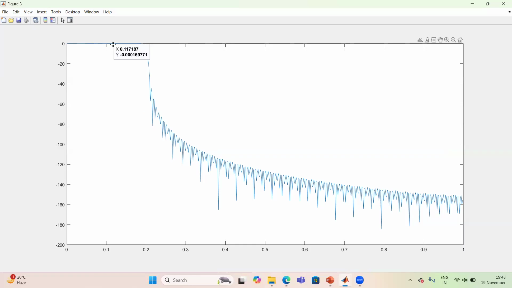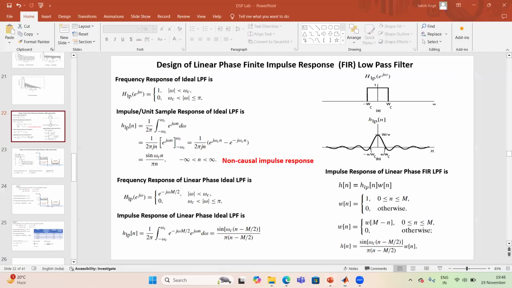Now you can see at the cutoff frequency omega c, which comes out to be 0.2, here you can see this value comes out as 0.201. At this point, the magnitude comes out to be minus 7.7. If you exactly control the value of omega at 0.2, this magnitude is going to be minus 6 dB, which you can check. Now, one more thing that we have to observe is about this particular quantity.